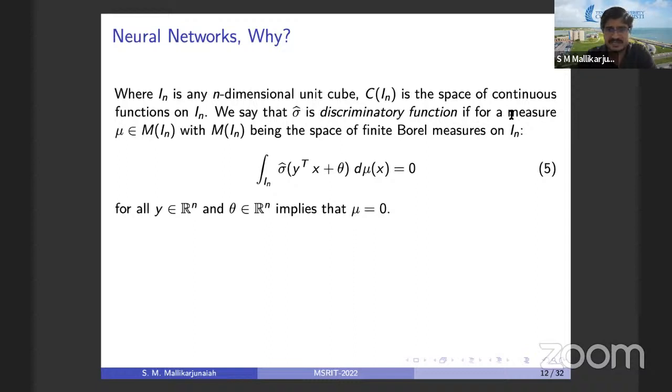And then sigma, as I was saying, is called a discriminatory function. What is that? If for a measure mu in M(I_n), where M you can take as the space of Borel measures, the integral over all I_n of sigma(y^T x + theta) d mu(x) is equal to 0, then such mappings are called discriminatory functions, and this is true for all y in R^n and theta in R.